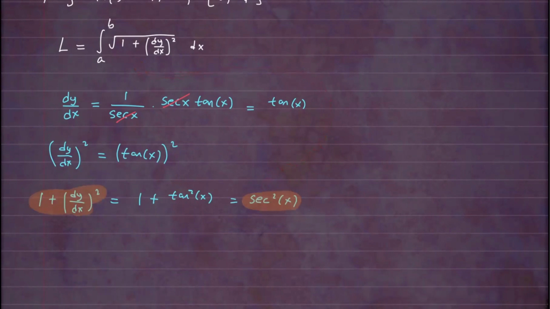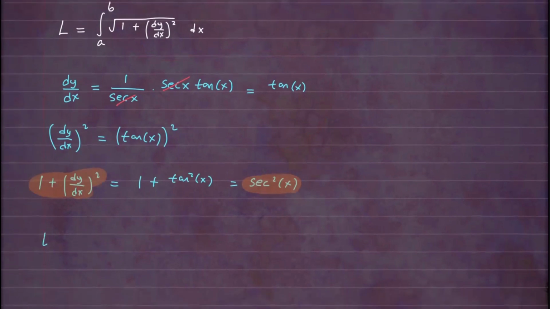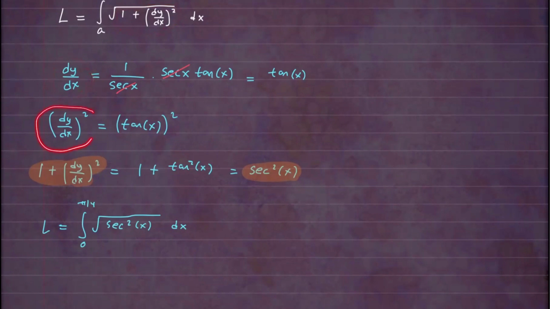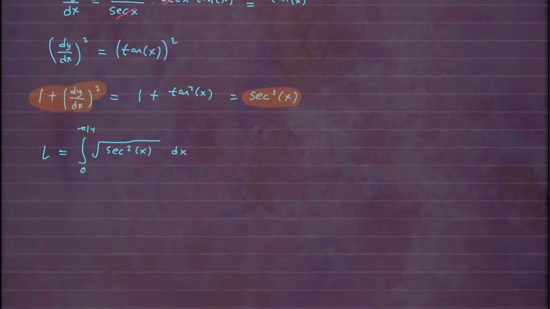So the length of this curve over the interval from 0 to pi over 4 is the integral from 0 to pi over 4 of the square root of secant squared of x dx. Notice that I computed these pieces separately. First I found the derivative, then I squared it, and then I added 1 to it. Then I got an expression and put it under the square root. Now I simplify and integrate.